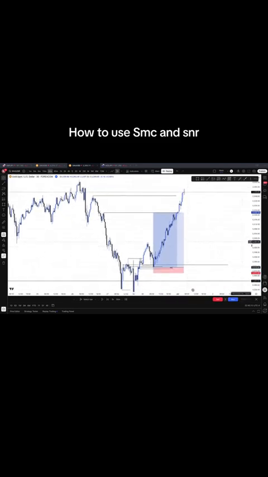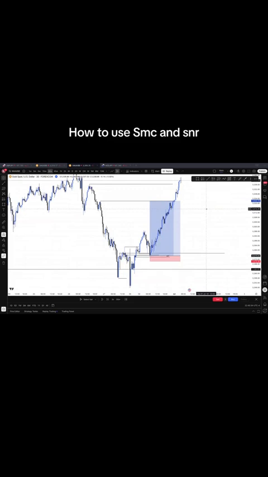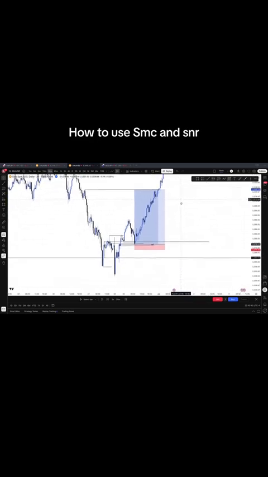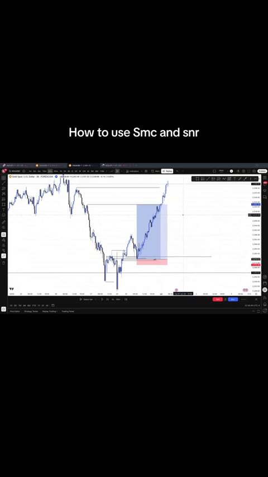So I combined SMC and SNR. I used SMC for bias. I used SNR for bias. I used SMC for my bullish confirmations and entry, as well as SNR for entry. So this is pretty much how you can combine SMC concepts and support and resistance to get your bias in the market and your entries.